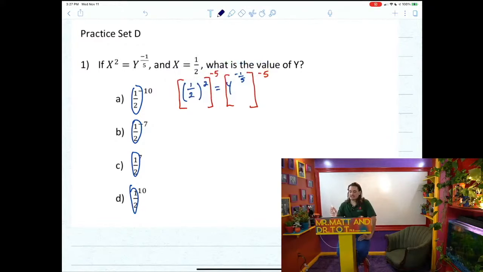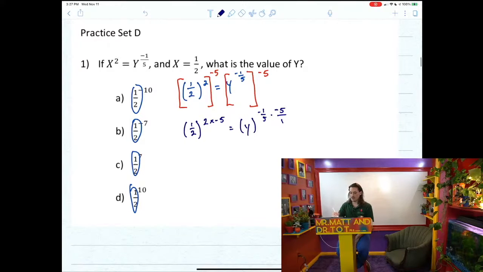So on the left-hand side, I get a power of a power, which is going to be 1/2 raised to the 2 times -5 power, is equal to y raised to the -1/5 times -5, which I can write as a fraction as -5/1 power. So notice the right-hand side is going to simplify down into just +1, because -1/5 times -5 is 1.